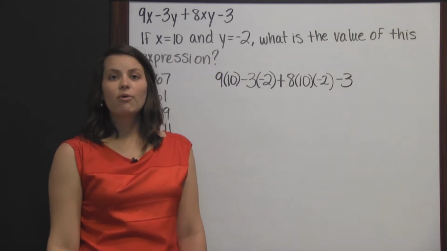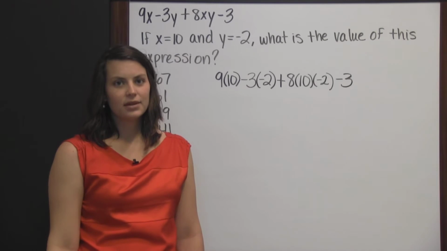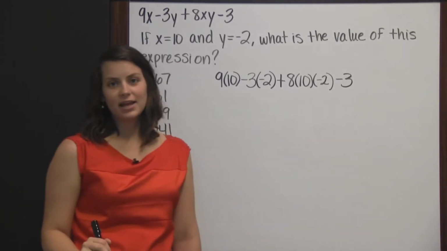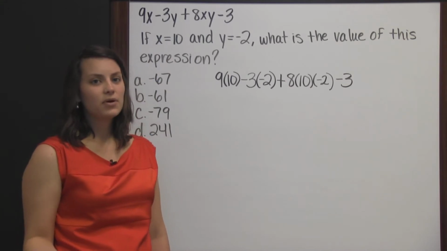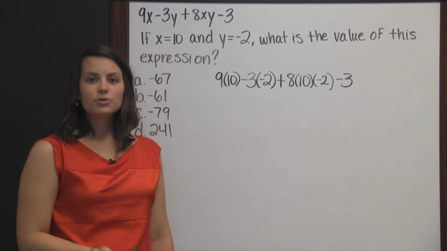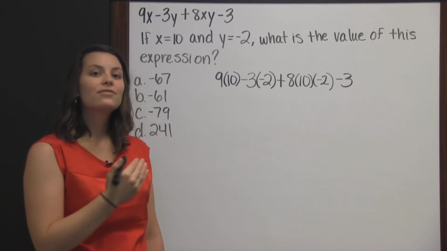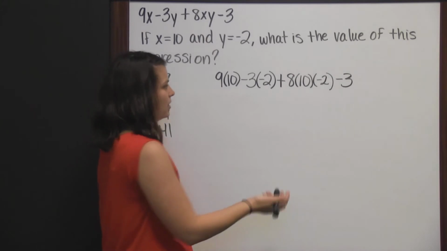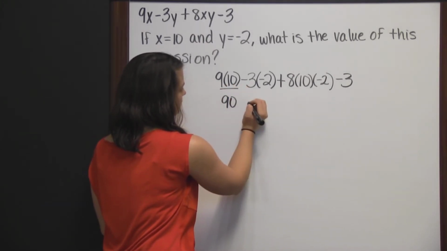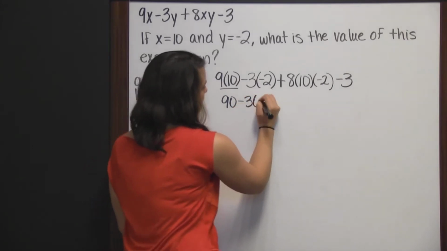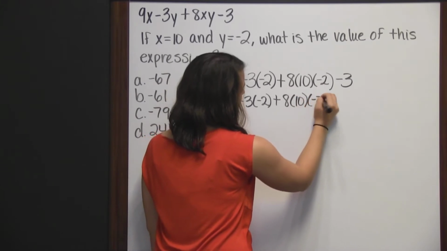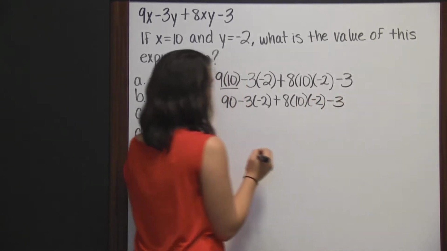Now we need to follow our order of operations. First would be grouping symbols, but in this case there aren't any. Next would be exponents, and again we don't have any. So after that is multiplication and division, working from left to right. Starting at the left, we have 9 times 10, which is 90, minus 3 times negative 2 plus 8 times 10 times negative 2 minus 3.